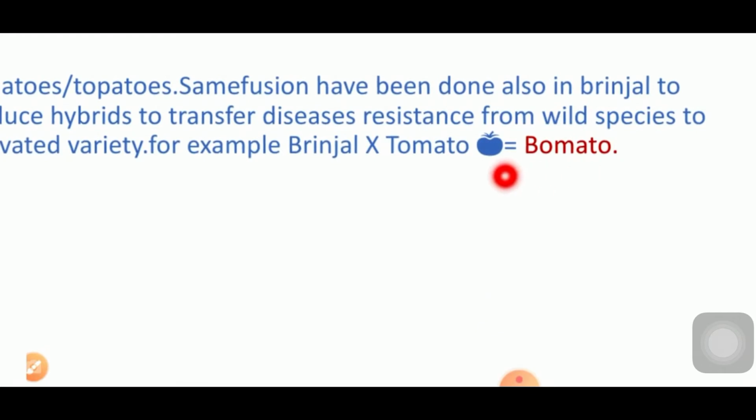So bomato is the outcome of a cross between brinjal and tomato. The botanical name of the brinjal is Solanum melongena, and the tomato is Solanum esculentum. Somewhere you find Solanum lycopersicum also. So this is the output that is called bomato. This was basically done because of the transfer of some of the resistant genes which are present in the wild variety of this plant, and that we enter in the tomato. So it was successfully developed by Melchers.